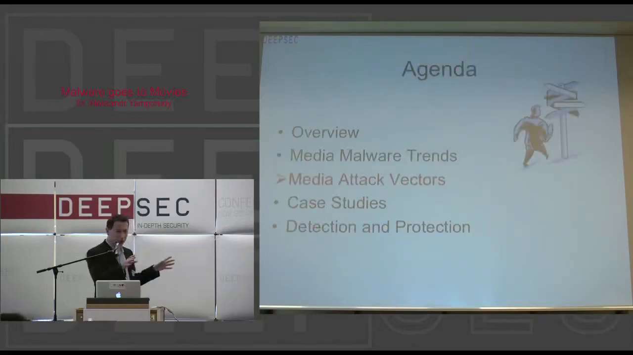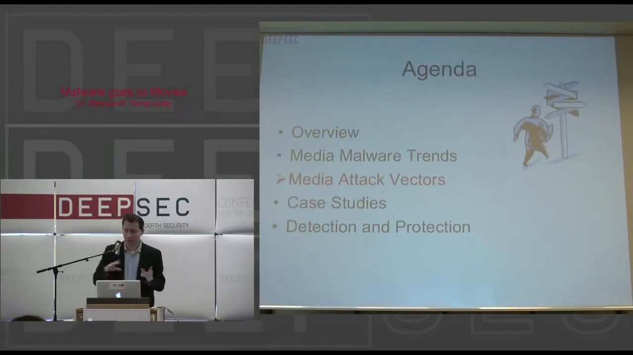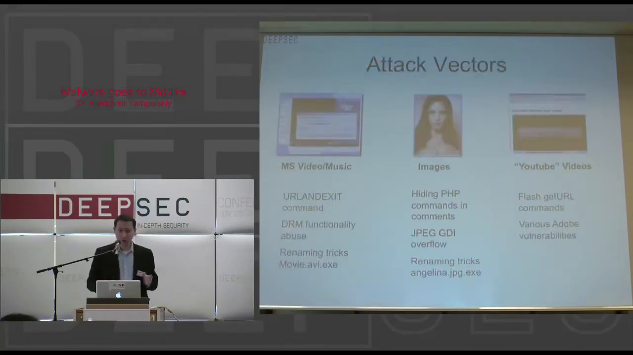So this is just a high-level overview from a bird's eye view. Now let's look at some actual attack vectors. What are the ways that malware uses to infect people's computers? So we talked about 3 different types, right? Type number 1 is Microsoft video and music format. Type number 2 is images, and type number 3 is YouTube lookalike videos.